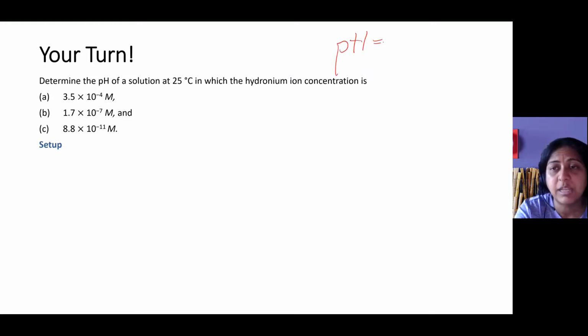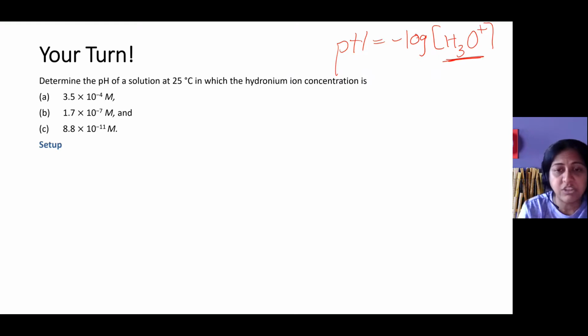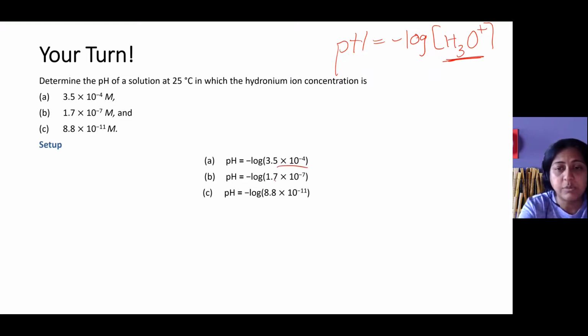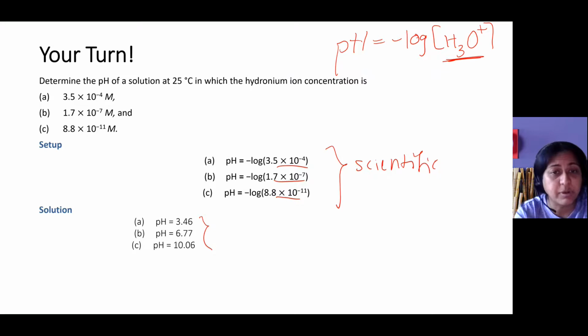pH equals the negative log of the H3O+ concentration. So we are given the H3O+ concentration, and we plug those values in for 3 different conditions. Then we solve that and we get the pH values as the answers. So you need a scientific calculator to do the operations.